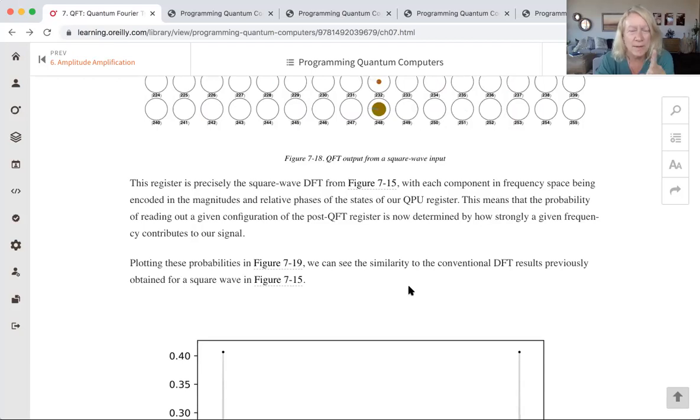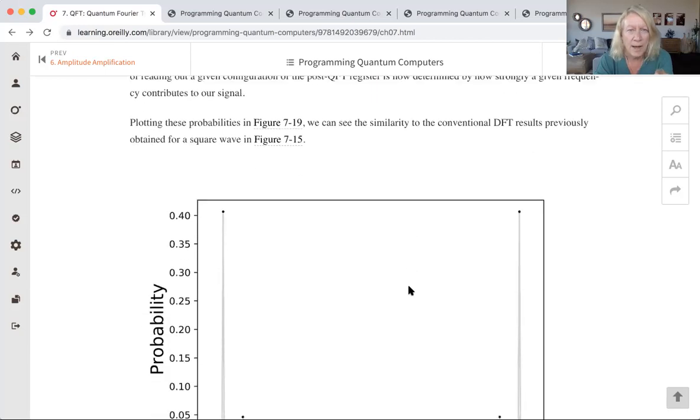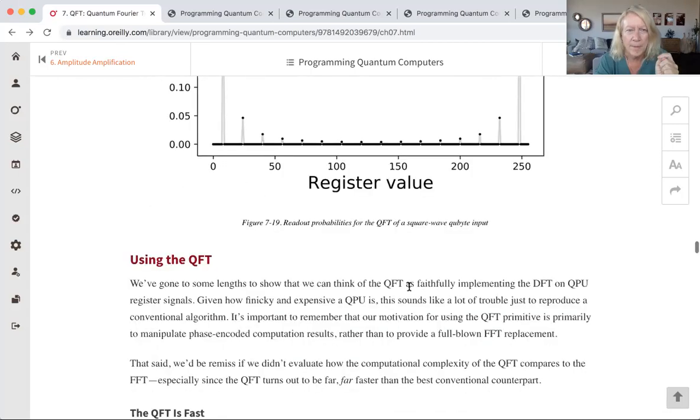Okay, so the registers, this next part was really interesting to me. This registers precisely the square wave DFT from 715 with each component in frequency space being encoded in magnitudes and relative phases of the states of our QPU register. This means that the probability of reading out a given configuration of the post-QFT register is now determined by how strongly a given frequency contributes to our signal. And then they're plotting it, you can see the similarity to the conventional, which we saw there.